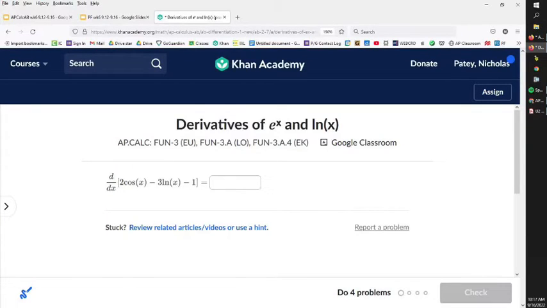Okay, here's an ugly equation. We have a new transcendental function in here. He's known as the natural log. So you're going to take the derivative of each of these. So there's 3 derivatives to take.